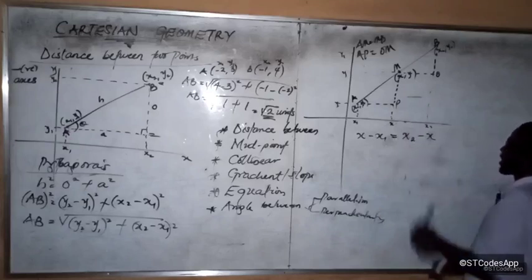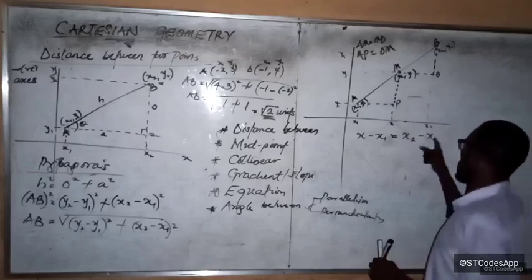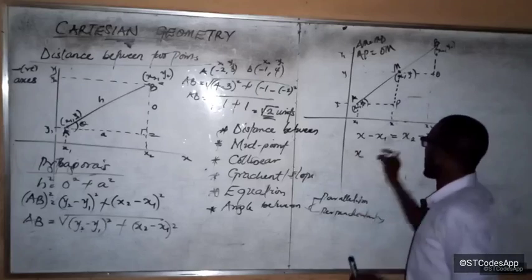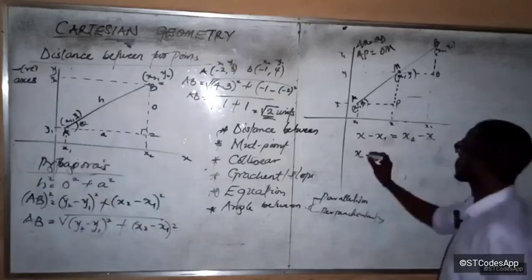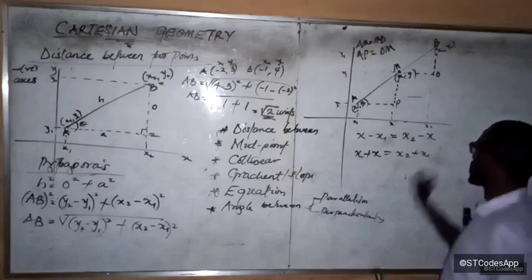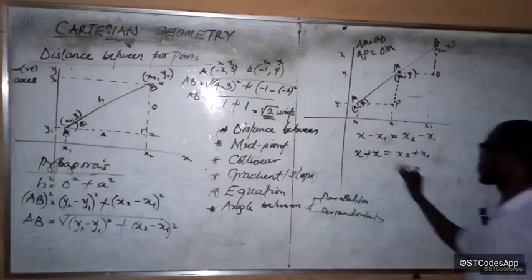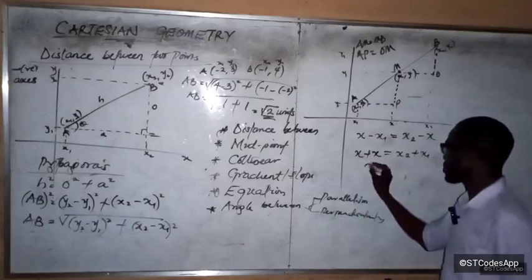x2 minus x1, so minus x. So how do we determine x? Therefore, we can bring x to this side, so we have x, we turn minus to plus, so x plus x will be equal to x2 plus x1. Do you understand? Yes. So we have x plus x, which is what?